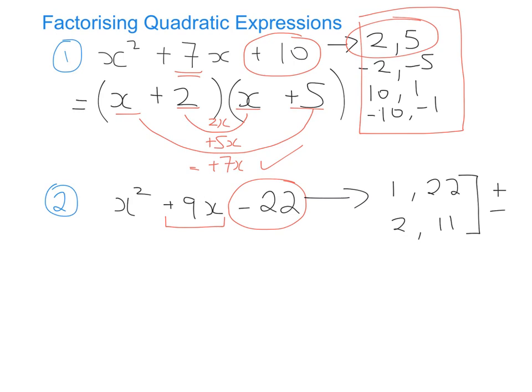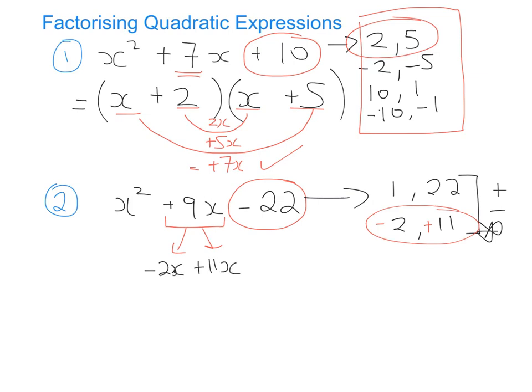So because I need plus 9x, that means that the bigger number is going to be the plus and the smaller number is going to be the minus. Now this is our slightly different step compared to what we did in the first example. So instead of just going straight in now and filling out our double brackets, I want you to rewrite 9x in terms of these numbers that we've selected over here on the right hand side. So we're going to rewrite plus 9x as minus 2x plus 11x.